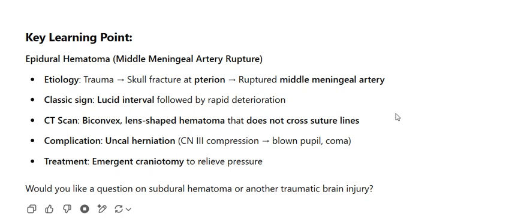Complication: uncal herniation, CN3 compression, blown pupil, coma. Treatment: emergent craniotomy to relieve pressure.